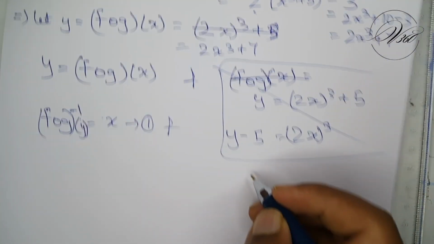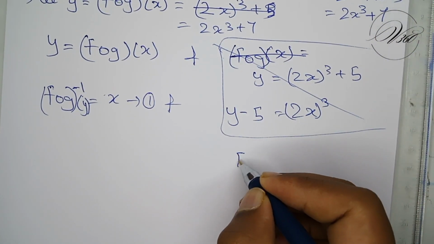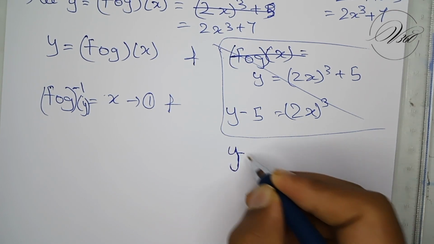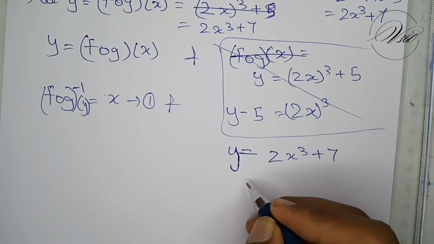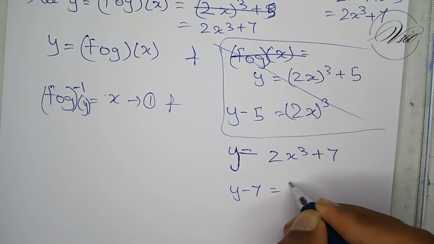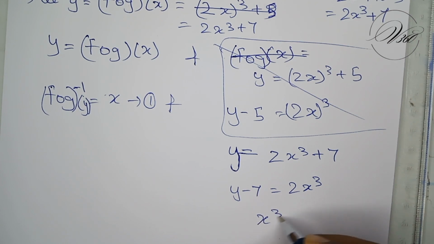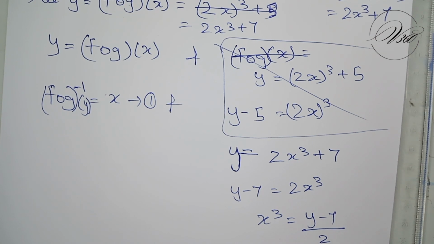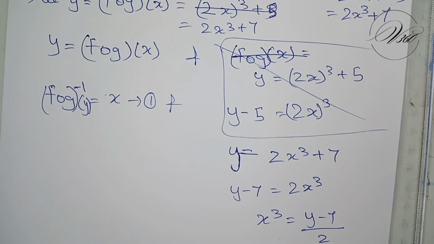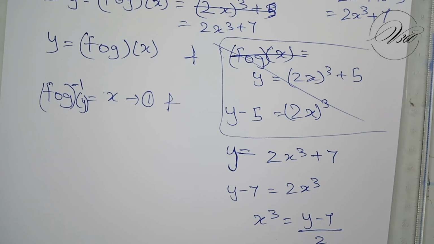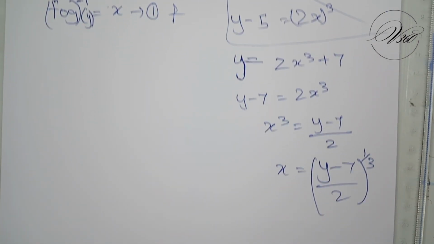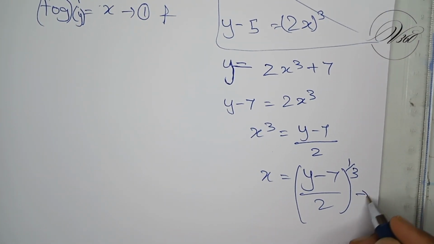Here we will get y is equal to 2x cube plus 7, that is y minus 7 is equal to 2x cube, x cube is equal to y minus 7 by 2, and x is equal to y minus 7 by 2 whole to the power 1 by 3. This is the answer. This is the second equation which we got.